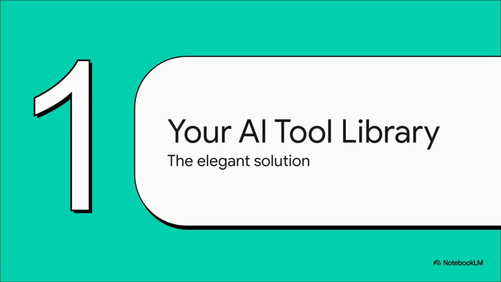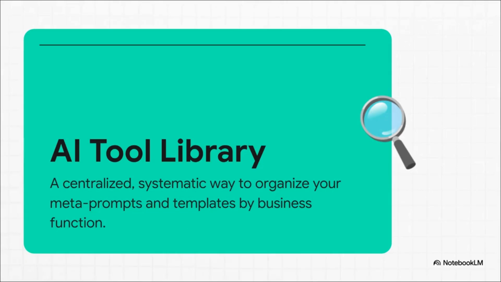But there is a much, much better way to go from that chaos to having complete control. The solution is to build what we call an AI tool library. Think of it as a central command center for all your most valuable AI work. Now, let's be clear, an AI tool library isn't just a folder where you dump stuff. Not at all. It's a strategic system for organizing your most valuable assets, your meta prompts, and your ready-to-use templates.